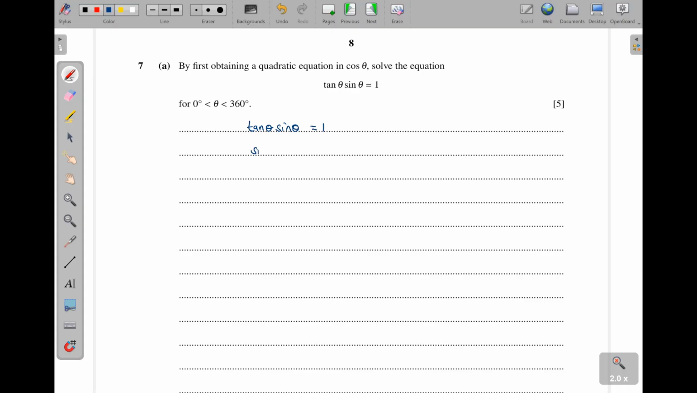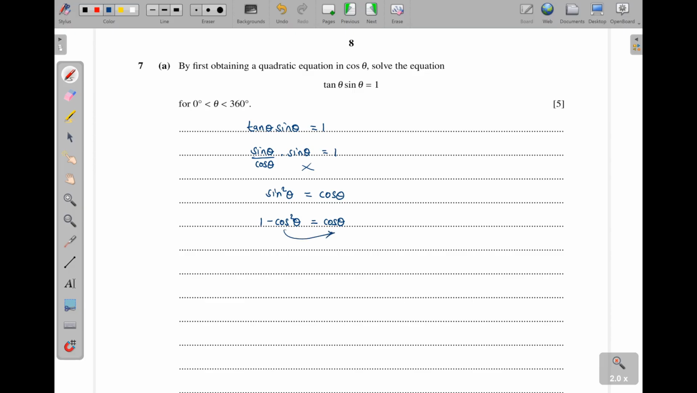We know that tan theta is the same as sine theta over the cosine of theta. Now again, this one we multiply by sine theta. If we cross multiply here, of course sine times sine is sine squared theta, which is equal to the cosine of theta. Since this one is not squared, we write sine squared theta in terms of cos squared theta. So that would be 1 minus cos squared theta, which is equal to cos of theta.